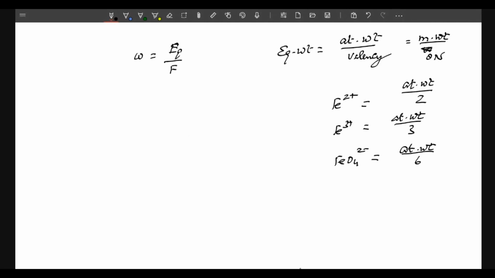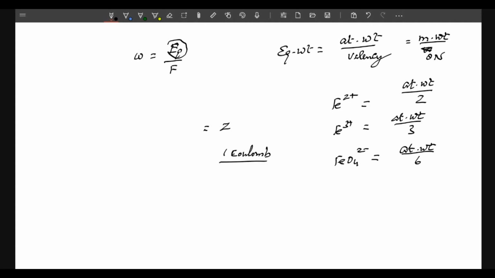Therefore, this is EQ divided by 96,500, that we define as EZ. EZ is defined as the amount of substance deposited or evolved when 1 coulomb of current is passed.